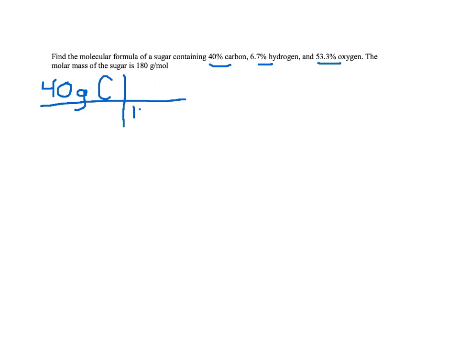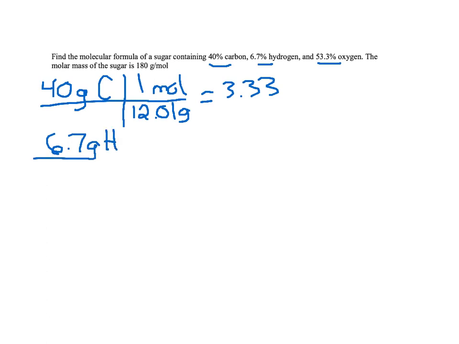So I'm going to divide my 40 grams of carbon by 12.01 grams of carbon. That's carbon's molar mass. So grams on the bottom, 1 mole on top. When you do that division, you get 3.33. Then we take our 6.7 grams of hydrogen and divide it by 1.01, the molar mass of hydrogen. All right, and you get 6.63 when you do that dividing.